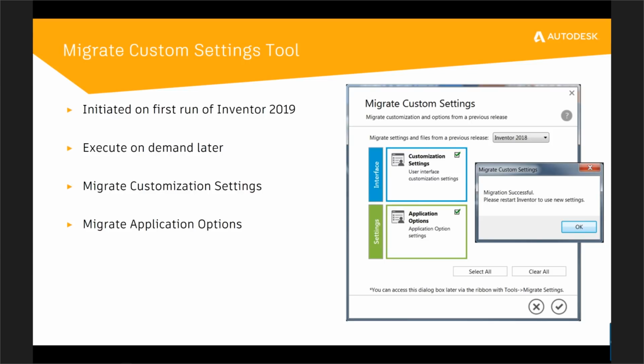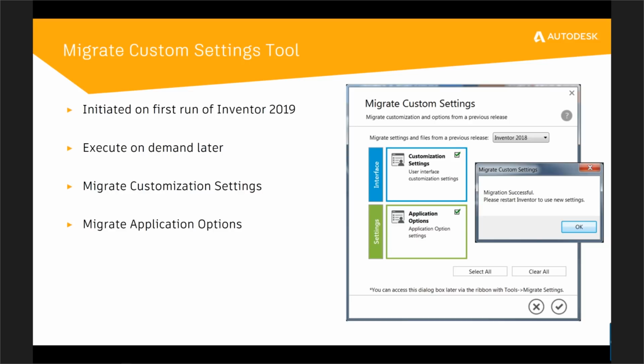From more of an administrative standpoint, we've added this migrate custom settings tool. So if you've done a lot of work to customize your application options, your user interface, other things, and then every time you install Inventor, you have to do a fair amount of rework. You could always export your options as an XML file and save those and bring them across versions. But now you have this migrate custom settings. It takes a look at your settings from prior releases and just migrates them over into 2019.